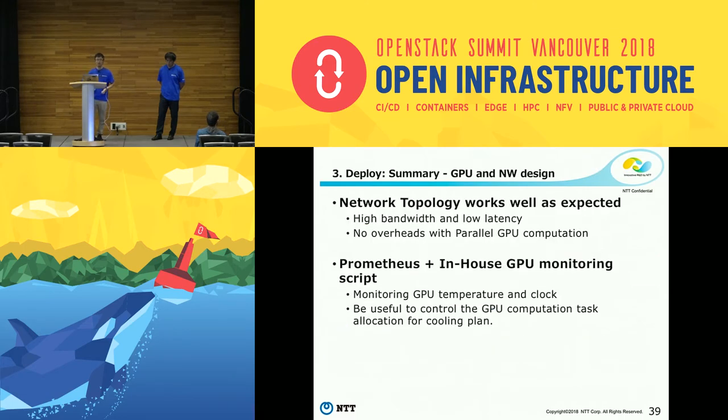All right, let's summarize the deployment work a bit. At first, from the network perspective, our current network topology works well as expected, because there is no overhead in parallel GPU computations, and Prometheus and the in-house GPU monitoring script can also work to see what's happening in our GPU clusters.